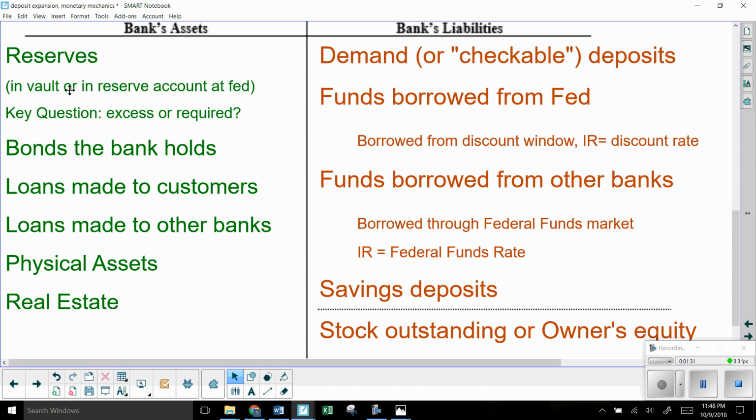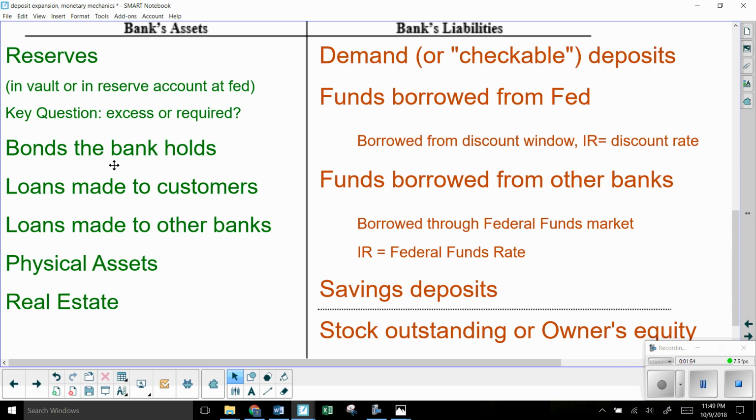They can hold that money either as vault cash or in a reserve account at the Fed. So if you see separate entries for how much is in the reserve account and how much is in vault cash, usually it's best to lump those together and then do the analytical process of figuring out how many of those are excess and how many are required. The excess reserves are almost always the key to figuring out any T account problem.